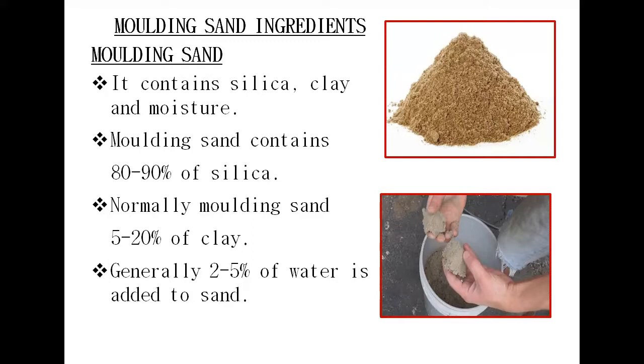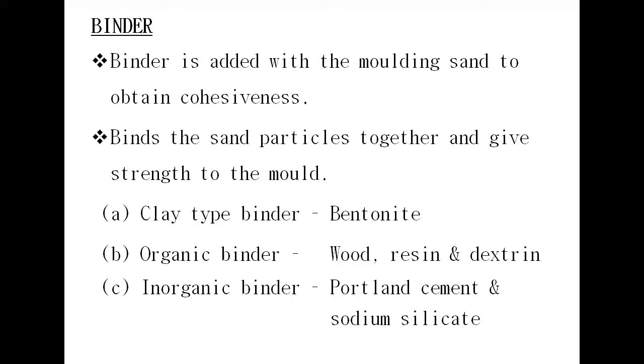Next, molding sand ingredients. Molding sand contains silica, clay and moisture. 80 to 90% silica, 5 to 20% clay, and generally 2 to 5% water is added to the sand. Binder. Binder is added to molding sand to obtain cohesiveness. Each and every particle is individual, so with the support of binder you blend the sand particles. The sand particles being joined is called cohesiveness.